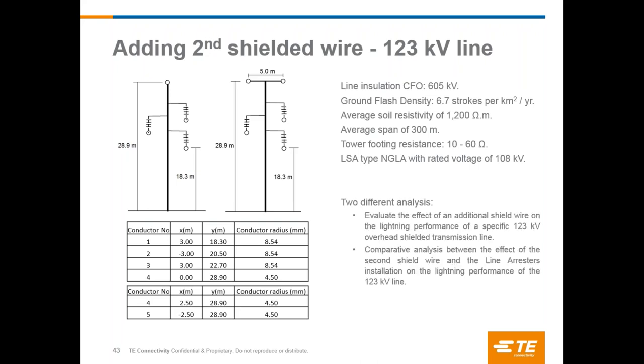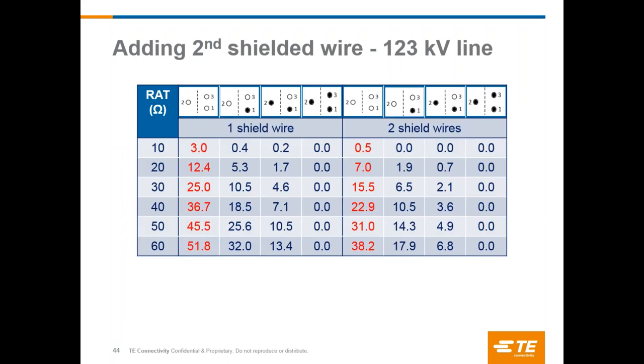Two analyses. First, evaluate the effect of an additional shield wire on the lightning performance of a specific 123 kV overhead shielded transmission line. And also do a comparative analysis between the effect of the second shield wire and the line arrester installation on the lightning performance of this 123 kV line. The results are shown in this picture. Like in the previous case, the current configuration with one shield wire, and the added second shield wire, I highlight in red color. The second column shows, for one shield wire, the installation of an arrester on the bottom phase.